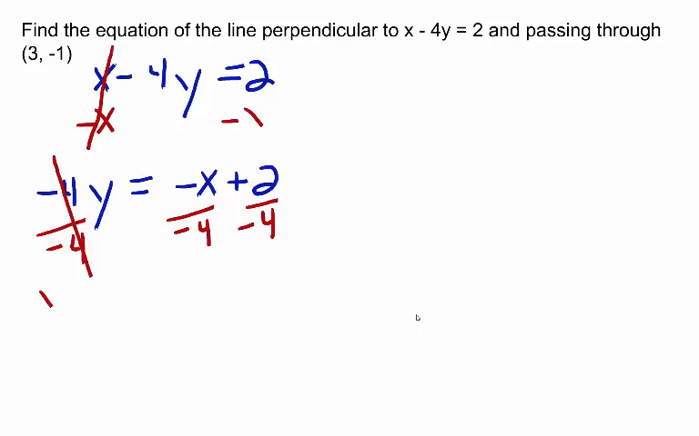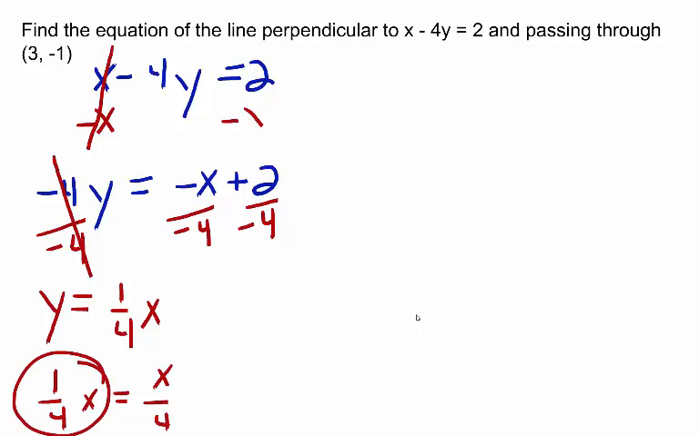That gives me y equals 1/4 x. And the reason why I write it as 1/4 x instead of x over 4 is because I want to clearly see the value of my slope. 1/4 x and x over 4 mean the same thing. But if I write it as 1/4 x, I can see right away that my slope is going to equal 1/4.